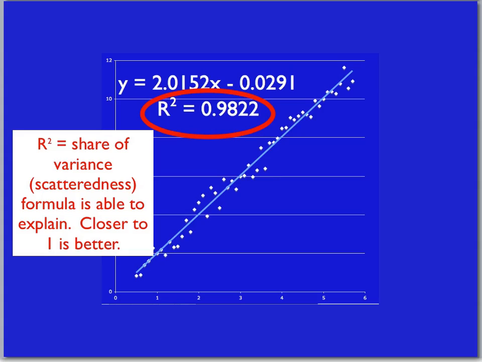Now, when you ask the computer to do this sort of operation, it gives you a fair amount of information. It doesn't just tell you the formula for the line, it also tells you how good a job that line does of predicting the dependent variables. In the case of this regression, you can see that the line is pretty close to all of these data points, and that's reflected in a high R-squared value. R squared refers to the share of variance, a technical term just meaning the scatteredness, how close the line is to all of the data points. The closer it is to 1, the better.